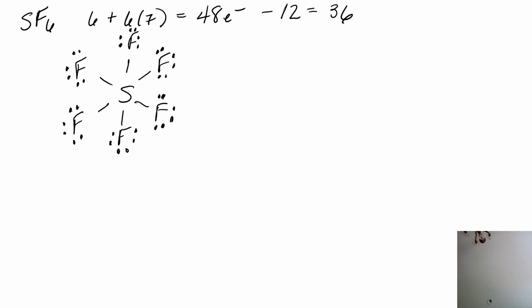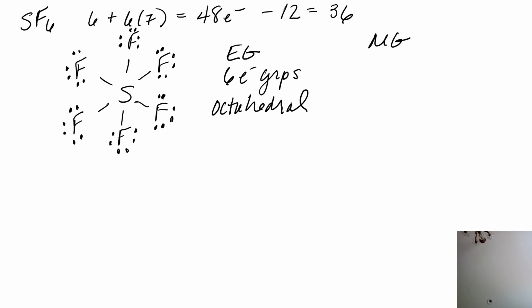Okay, so electron geometry. How many electron groups around that central atom? There are 6. And this corresponds to octahedral geometry. There are no lone pairs. There are 6 bonding groups and 0 non-bonding groups. So molecular geometry is the same.